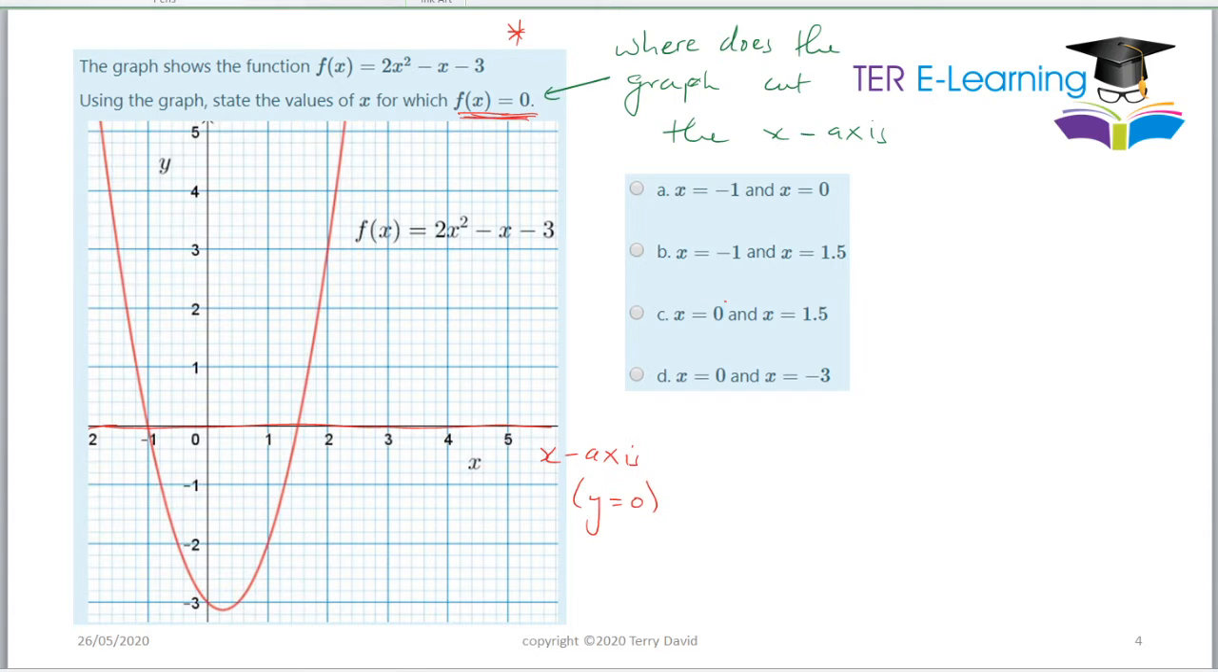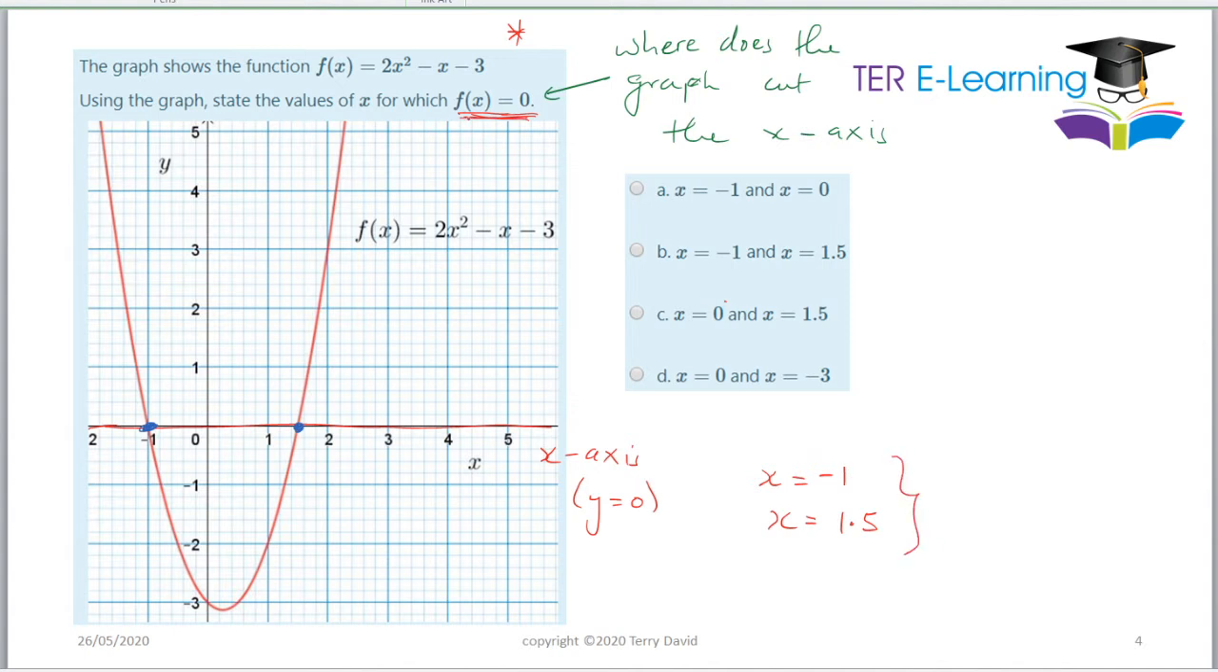So to solve this question, all we need to do is know what this value is here, and what this value is here, right? Just by looking at the graph. So what that means is that x has to be equal to -1 and x has to be equal to 1.5, because this point here is midway between 1 and 2, right? So I have two solutions, right?